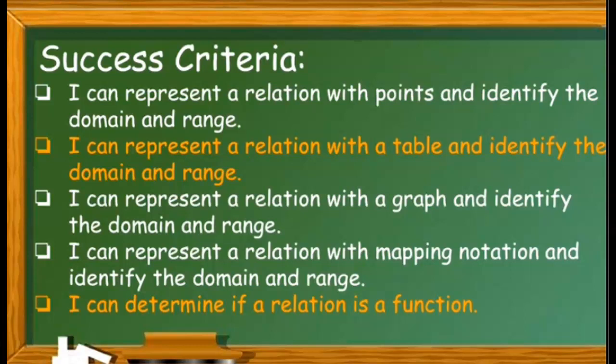Okay, so we're on to success criteria number 2, which is I can represent a relation with a table and identify the domain and range. And then again, I can determine if the relation is a function. So again, please pause the video and record your success criteria. If you haven't been doing that, highlight that in some way so that you know what each of your success criteria are.